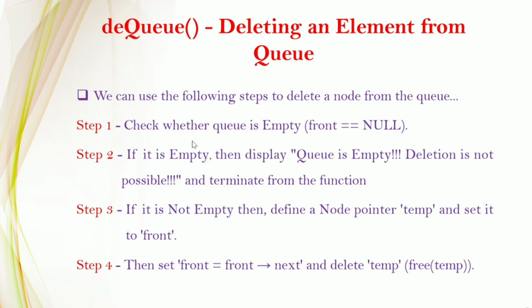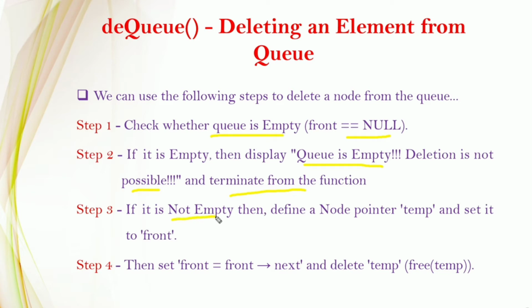And the dequeue operation. Dequeue is to delete the element from the queue. The steps to be followed: at first we have to check whether the queue is empty, that means front is null. If front points to null, then the queue displays queue is empty. Deletion is not possible, so terminate from the function.